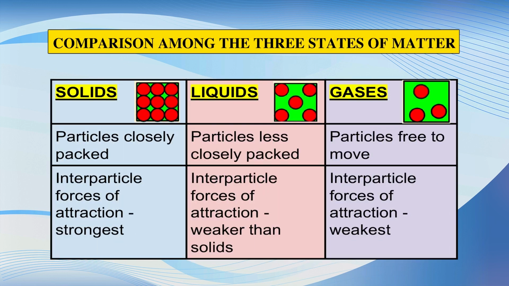Particles are closely packed in solids, less closely packed in liquids, and free to move in gases. Interparticle forces of attraction in solids are strongest, weaker in liquids and weakest in gases. These properties can be explained as the particles of solids cannot move or slide past one another, whereas particles of liquids can slide past one another and particles can randomly move past one another in gases.